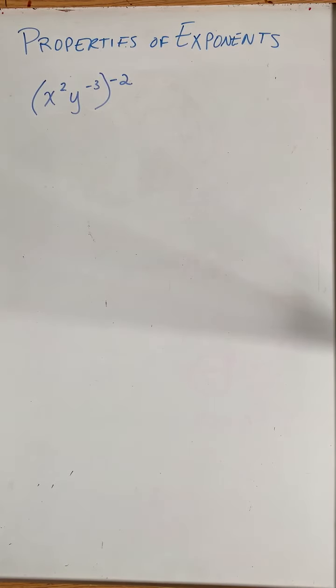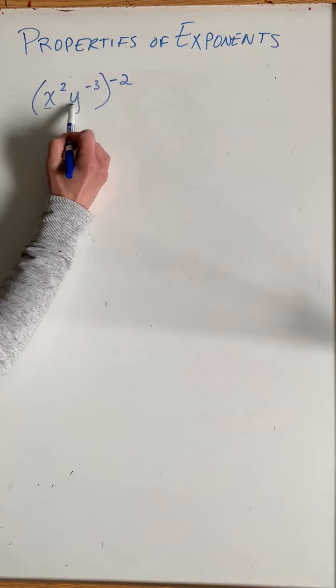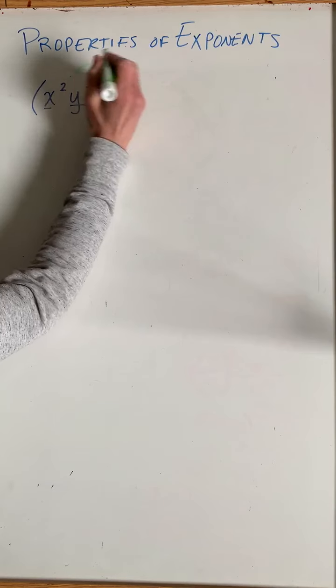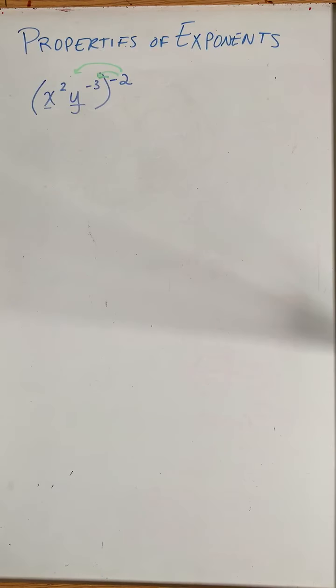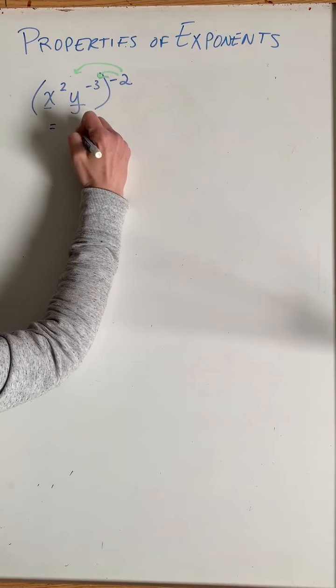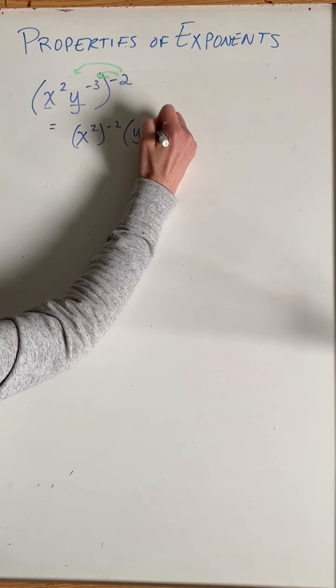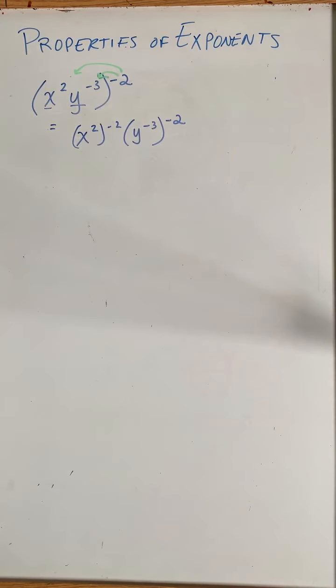Okay, so for me, when I look at this, I see that I'm multiplying x squared times y to the negative third, and then I'm raising that whole thing to the negative second. So what that means we're going to do, since we've got a product inside, is raise the x squared to the negative second, and we're going to raise the y to the negative third as well. So if we do that, that will become x squared to the negative second and y to the negative third to the negative second. Now, you certainly don't have to write out all these steps every time. I'm just doing it so that hopefully it helps you to see where all the numbers are coming from.